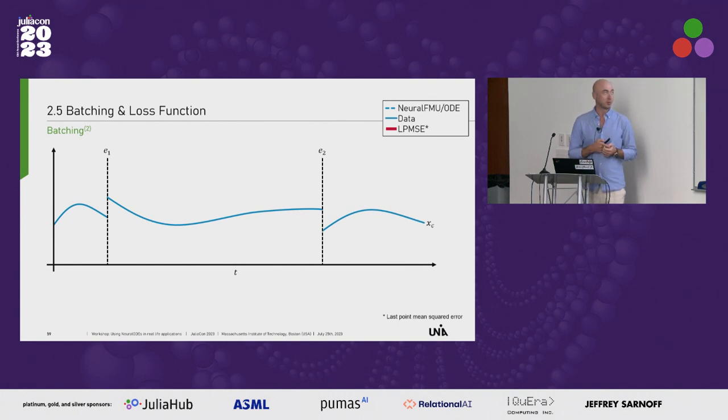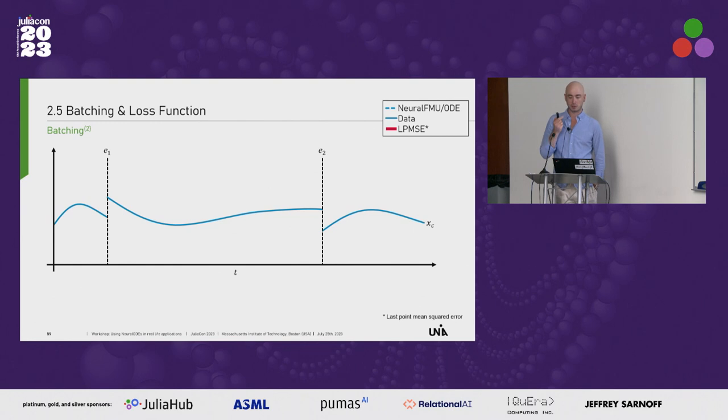Some things before we can train that thing. Let's speak about batching. We have too much data to train on the entire trajectory, so we need to separate it into little pieces. In blue, we have a measurement of a fictional system. And this system is discontinuous, so we got these two event locations, and at event locations we have jumps in our state trajectory. That's not that important at this point.